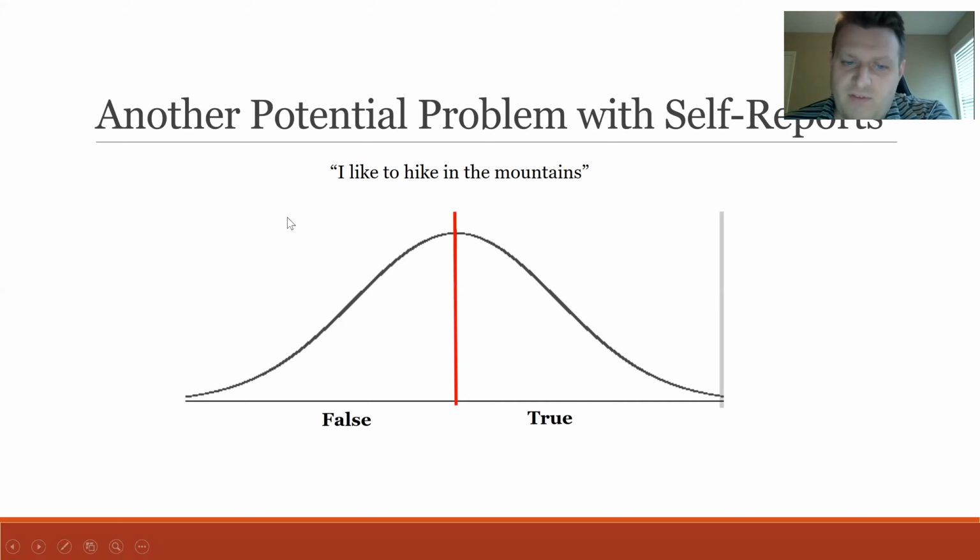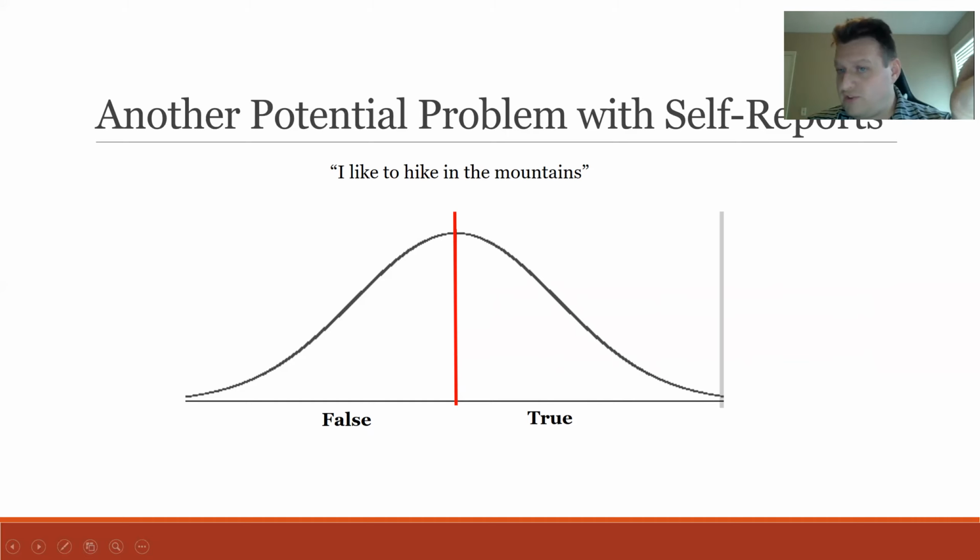Now, when you make the decision, true or false, do you like to hike in the mountains? Do you not like to hike in the mountains? Maybe it's the case that you set it smack dab in the middle here. If you feel that you're over on this side, you're going to put true. If you feel that you're over on this side, you're going to put false. But there's nothing telling you that you need to put this category boundary right here.